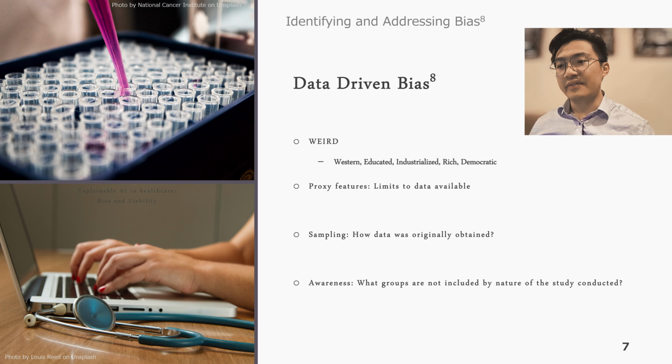From the lens of data driven bias, sampling bias has much to do with how the data was obtained or is to be obtained. And we need to be aware when using such data sets that there are vulnerable groups and minorities that are underrepresented and create pockets of data scarcity. We should ask ourselves what groups are not included by the nature of the study conducted.